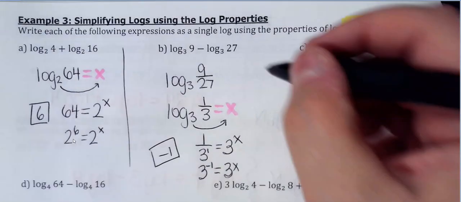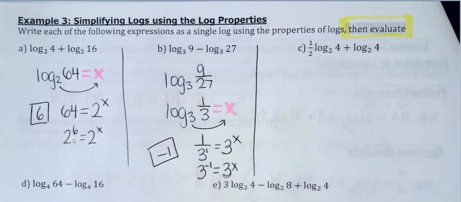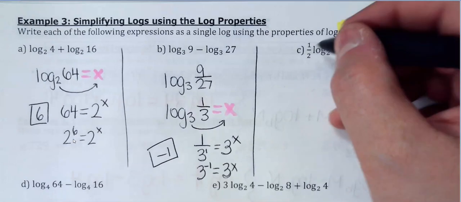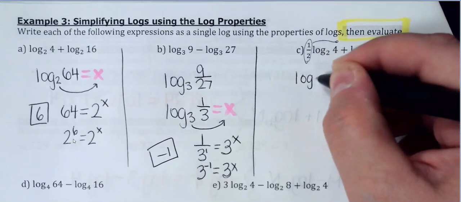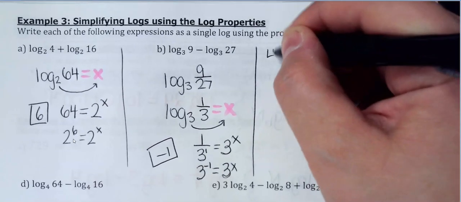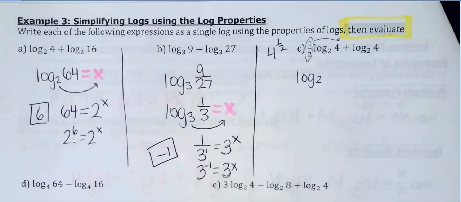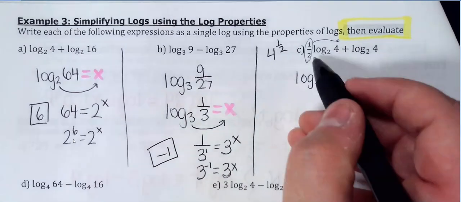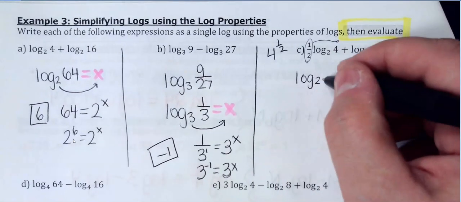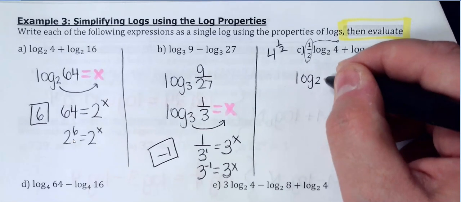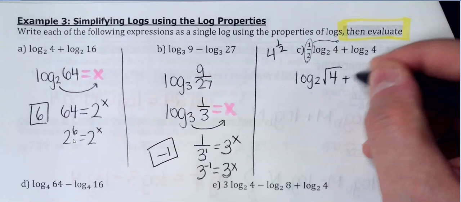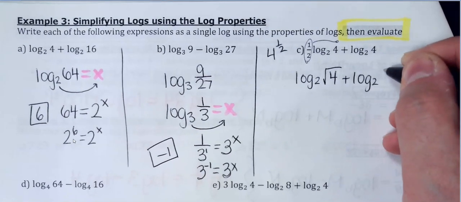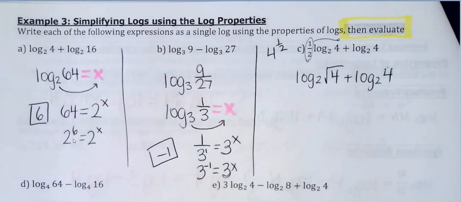Okay. Now, I mentioned this to you guys on the front. This is going to be a power rule, so I'm going to do 1/2 power. 1/2 power is the same thing as what kind of radical? Square root. Okay, so this is going to be 4 to the 1/2. This first term is really going to be the log base 2 square root of 4. Okay, what's the square root of 4? 2.